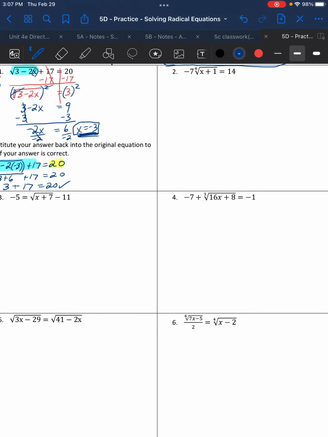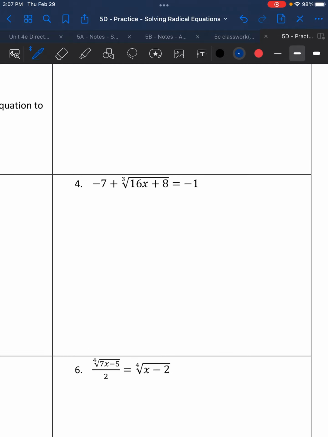Let's take a look at a problem like number 4. So here I have the radical. It's a cube root. I need to isolate it. To isolate it, I need to move the negative 7. That's being added, so that means I am going to have to add or subtract. That's all that really means. So it's a negative 7, so I have to add 7 to the right side. 16x plus 8, and that's going to equal 6.